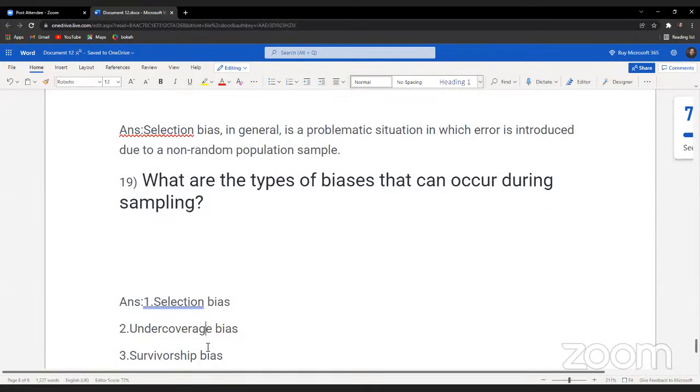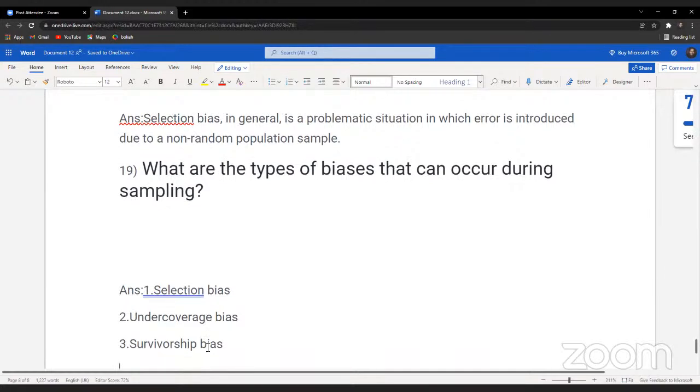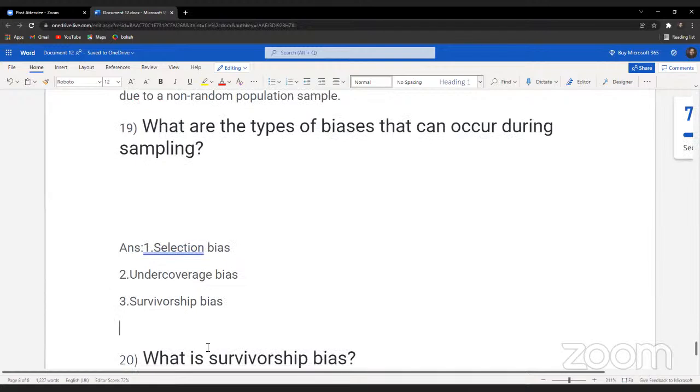What are the types of biases that occur during the sampling technique? Those are selection bias, undercoverage bias, and surveillance bias. These are the three types of bias which can occur during sampling.